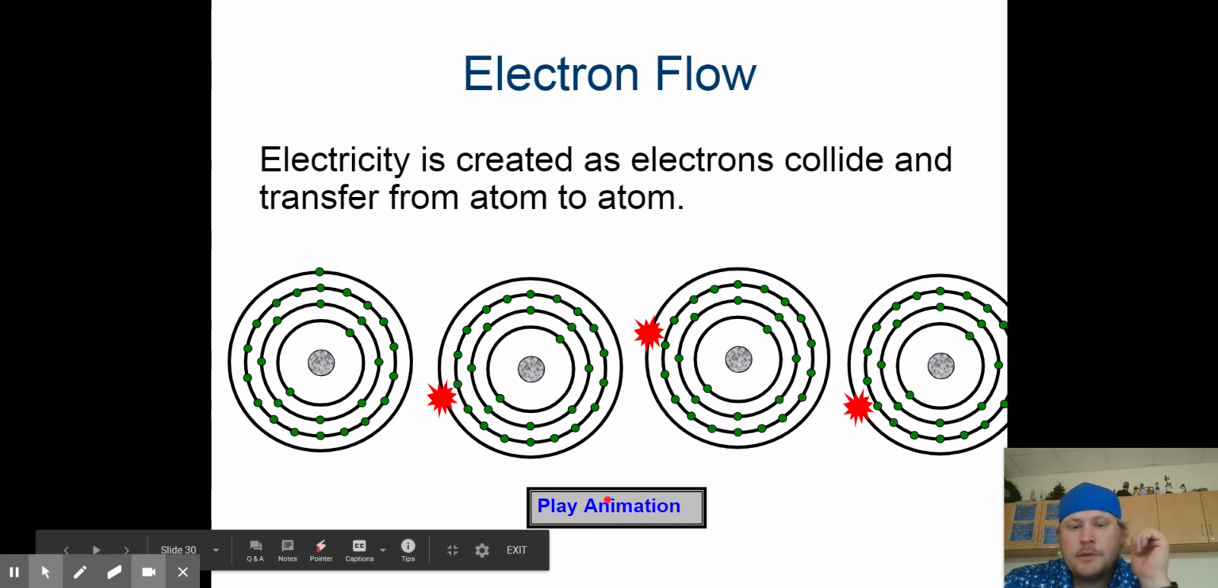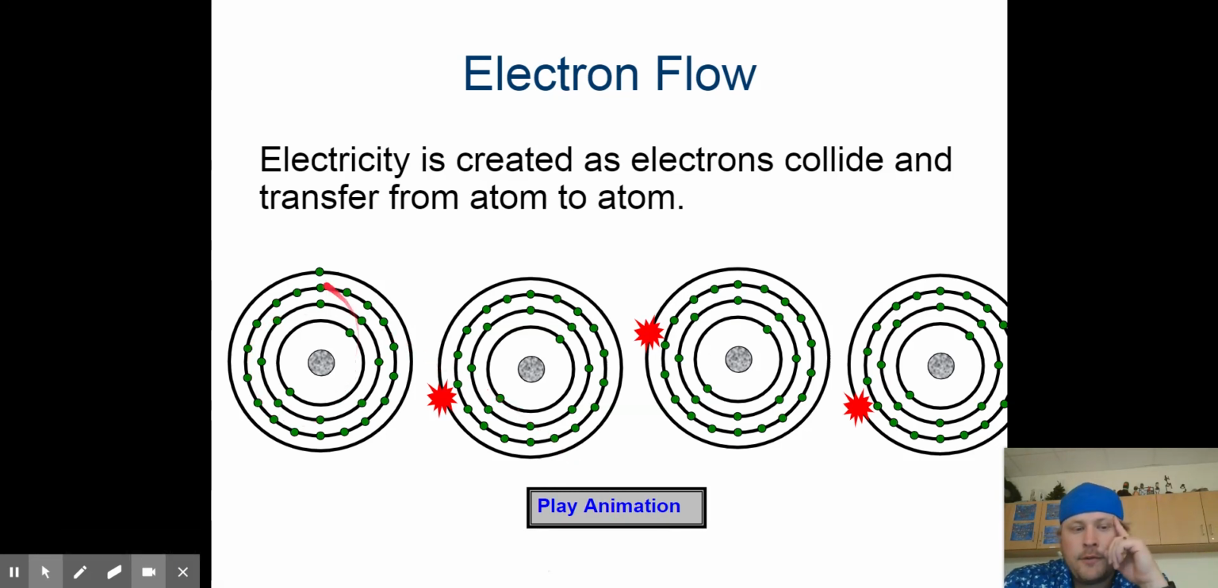So I want you guys to take notes, and I do want you to try to just draw these circles and show how one electron can bounce back and forth. All right, take your notes.